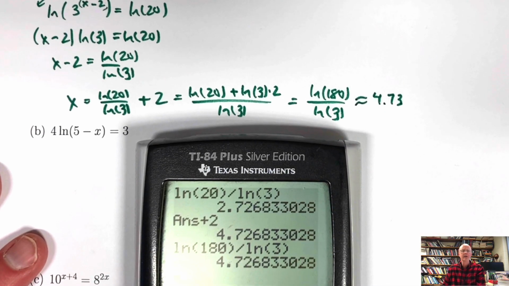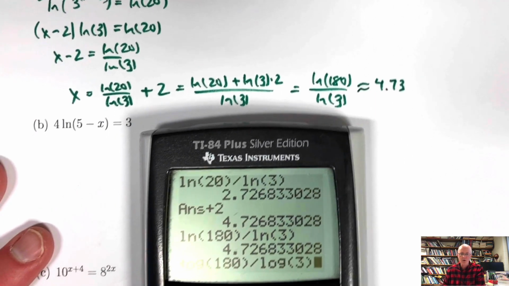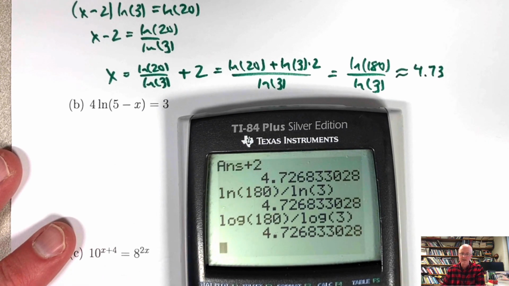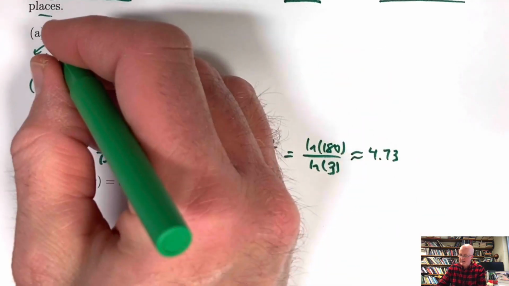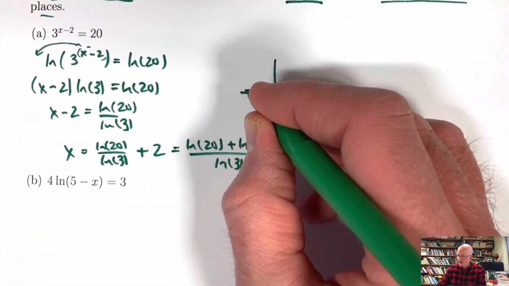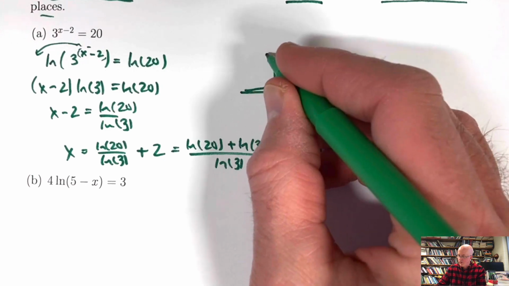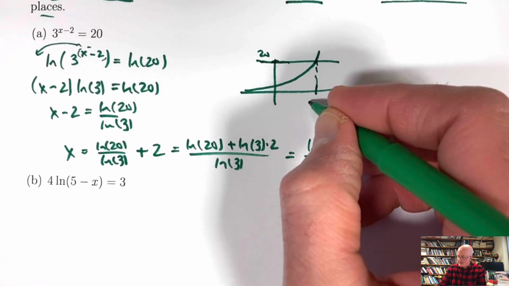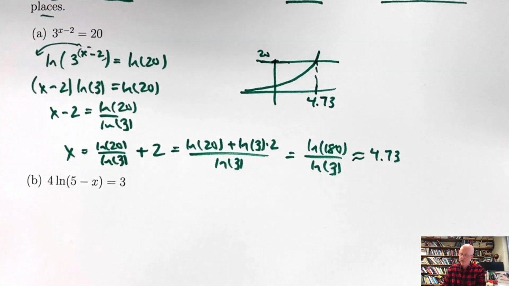You might wonder what would happen if I use a different log, like the common logarithm, log. I would get the same answer. Individual numbers are different. Log of 180 is different than ln of 180, and log of 3 is different than ln of 3, but the ratio in the end is the same number. You do get the exact same answer of about 4.73. Graphically, what's going on is if you graph this exponential function, it might look about like this. And if you graph a horizontal line at 20 and figure out where these intersect, it would be at about x is 4.73. That's what's going on graphically.